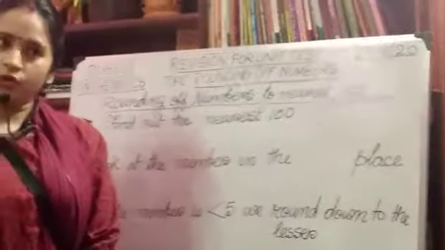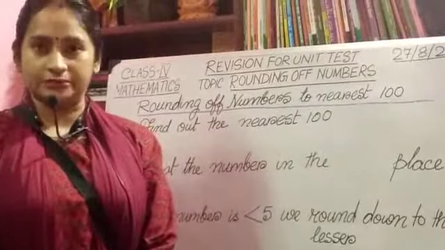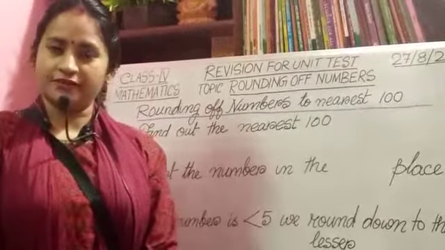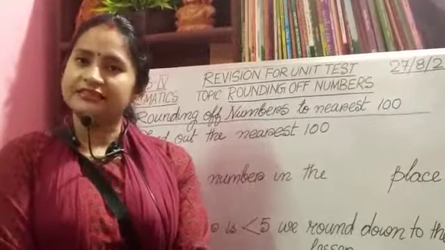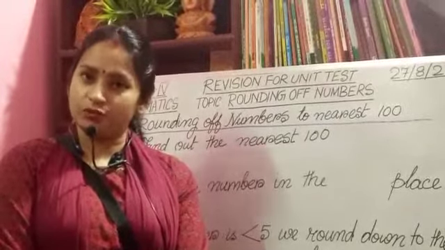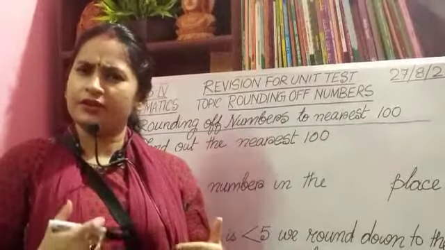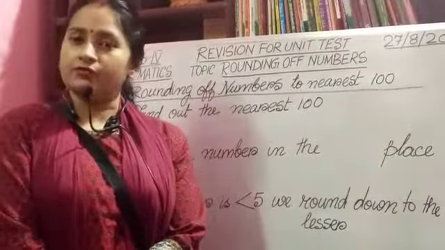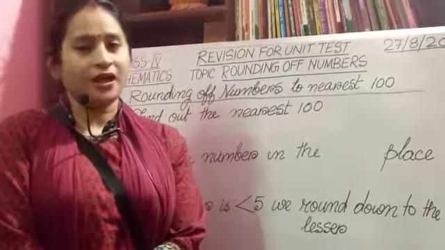Right children? Now I hope you all remember, in my previous video, I taught you how to round off numbers to their nearest tens. Let us recapitulate that first. I told you what rounding off is and why we round off numbers. There are certain cases where we cannot give the exact figure, the exact number. In those cases, we guess a number which is not the exact number, but is very close to the exact answer. That is called rounding off. We round off numbers to their nearest tens, hundreds or thousands according to our convenience.